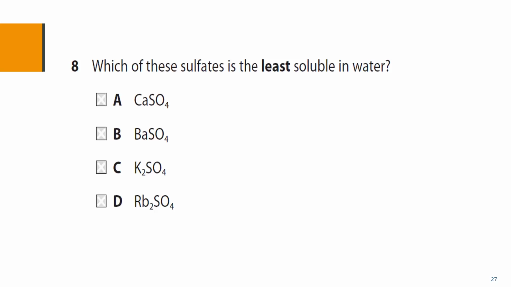Okay, there's the next one. Which of these sulfates is least soluble in water? So you have to ask yourself the question, are students expected to know the trend in solubility of sulfates in group 2? And are they expected to know that group 1 metal sulfates are soluble? And the answer to both of those questions is yes. So that is in fact an AO1 targeted question.